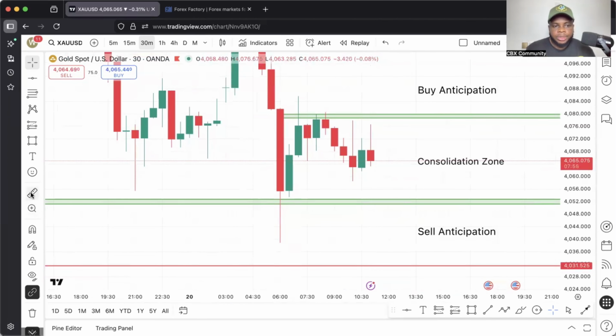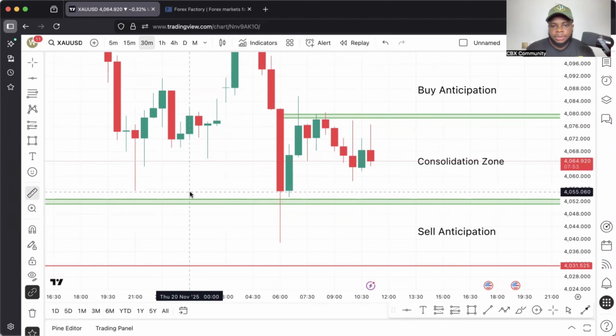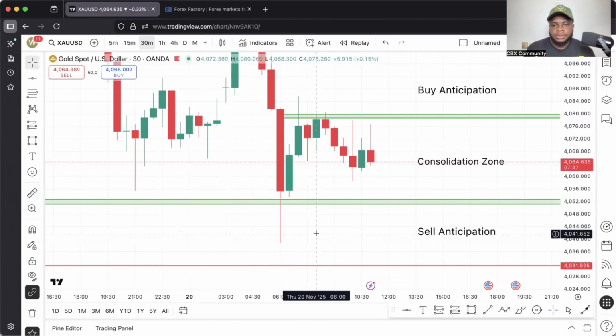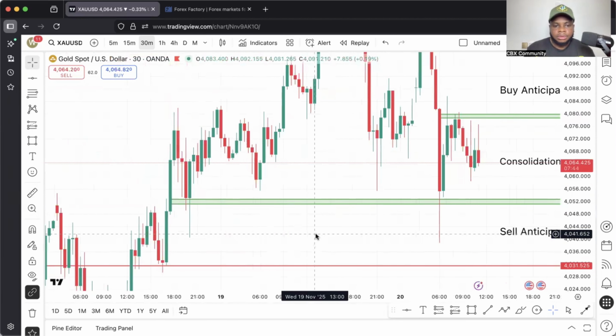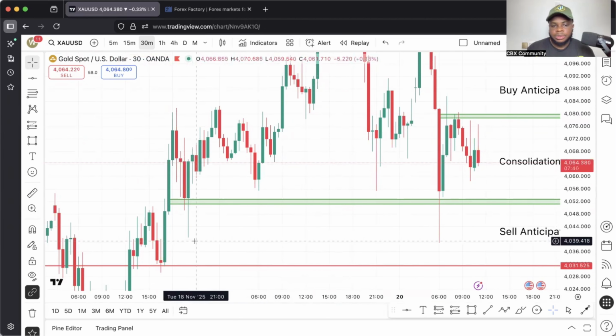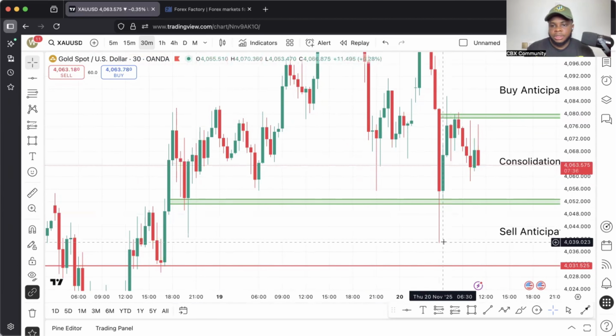Let me measure this week from this place to here. Looking at 160 pips. Okay, it's almost the same week as this one too. But this one broke the low of this week and closed like this. Okay. Let's see.